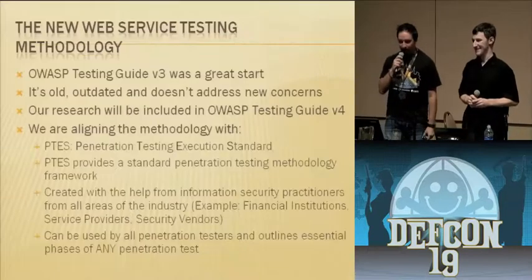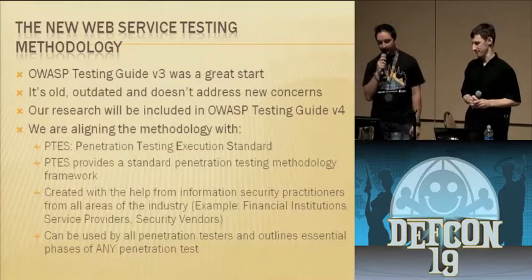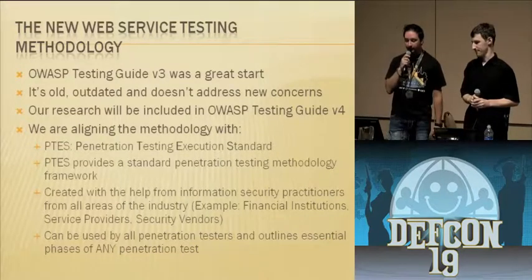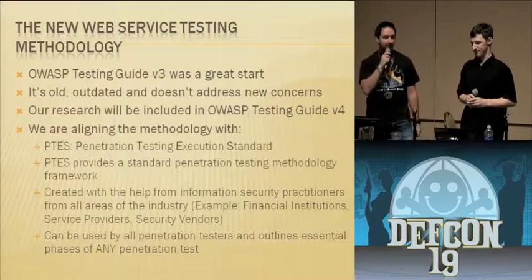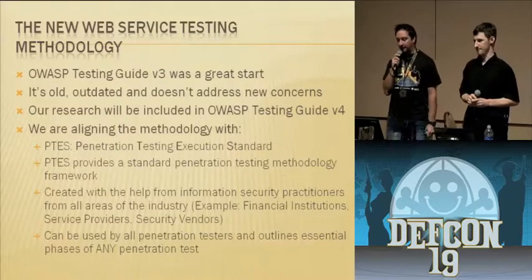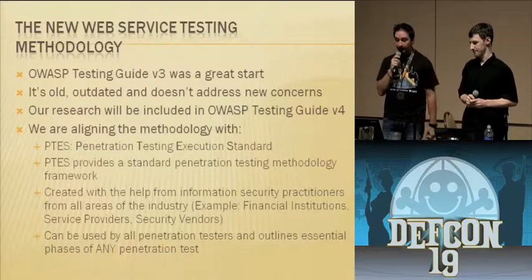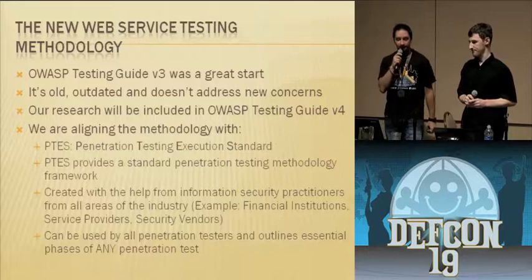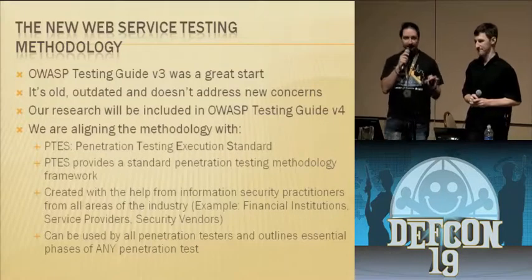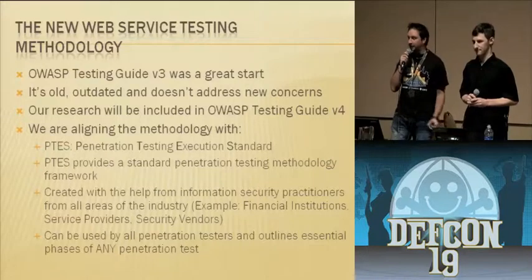So what we're doing is we're taking the information from the OWASP Testing Guide version 3, and we've completely revised it with the newest technology that's out there for web services, and we are contributing this back to OWASP for the Testing Guide version 4 that right now is under development. The big thing that we're changing, from a high level, I want to keep that in mind, from a high level we are aligning that with the PTES, which is the Penetration Testing Execution Standard.